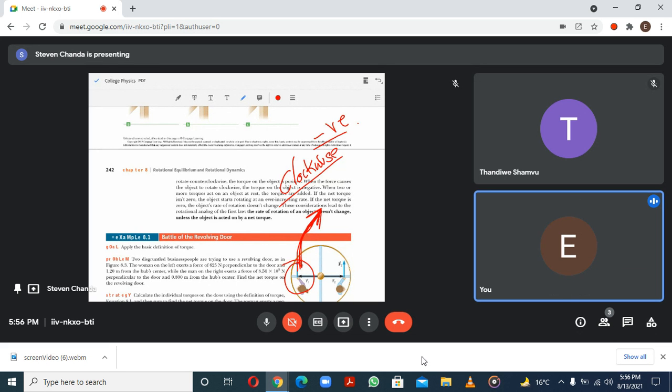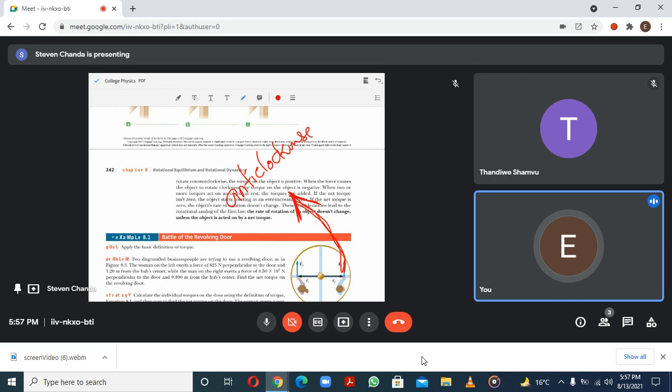But for this man on the right, when he's applying his torque, it is to move the door anti-clockwise, which is the same as counterclockwise. Exactly. That's the key thing. So this means that this torque is going to be positive. Now this part is very, very important. Very, very important. Having done that, we can now look at the question.